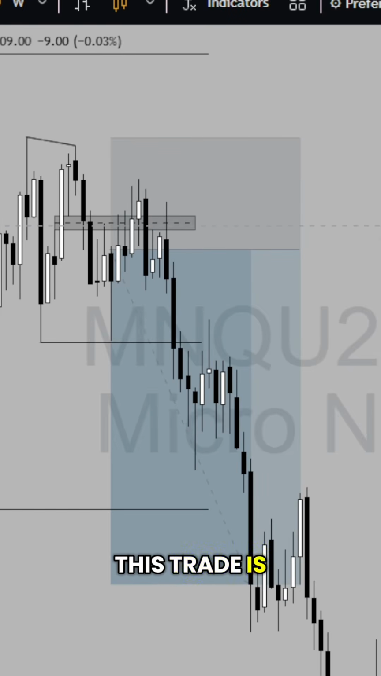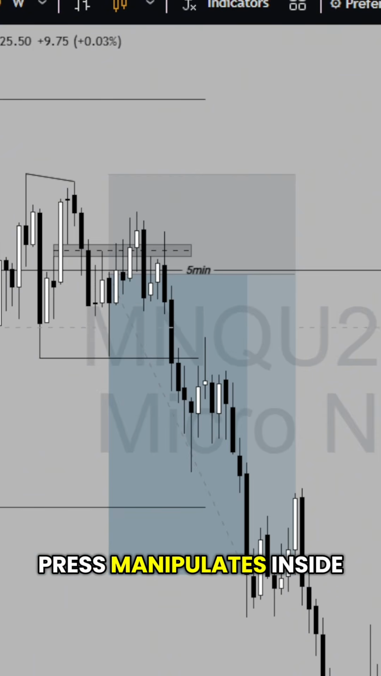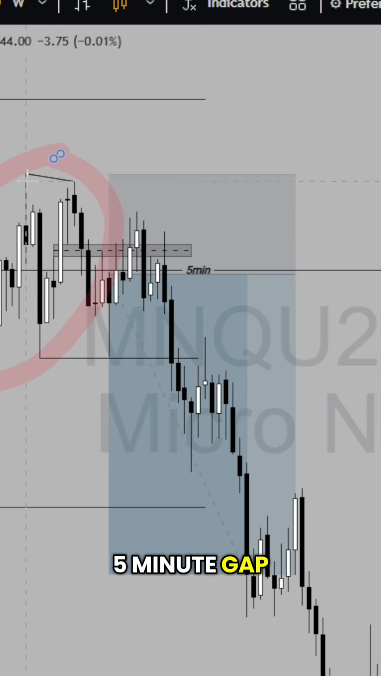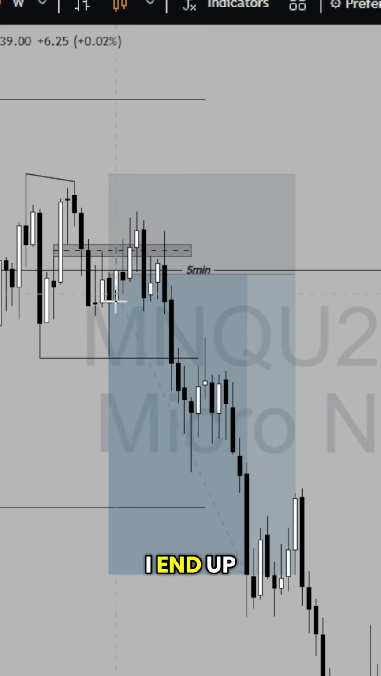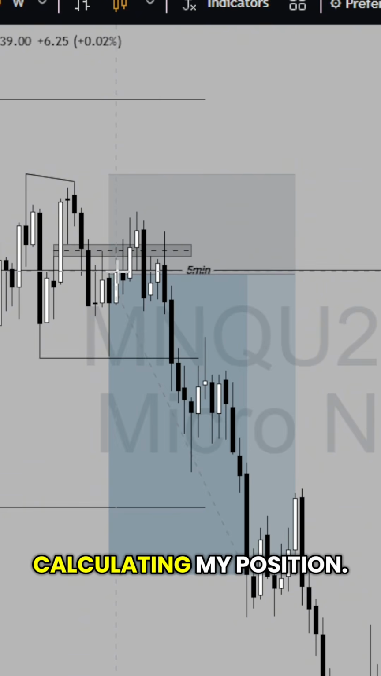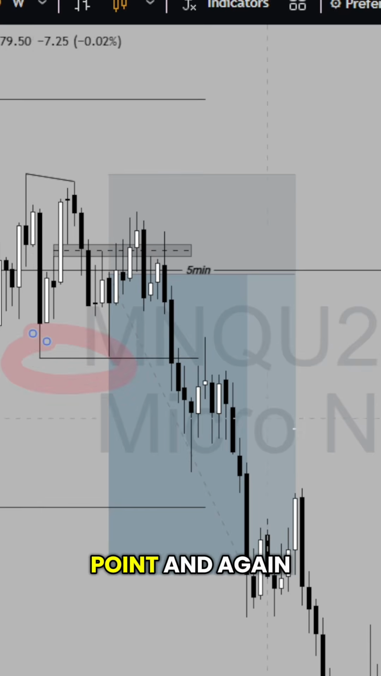The idea of this trade is very, very similar to the first trade. Price manipulates inside of the sponsored 5-minute gap. We have an S&T with ES. The highest time frame inversion is this 15-second. I end up actually getting a way better fill because I was calculating my position. We have a clear break-even point, and again, clear draws leading up to our 4-hour fair value gap.